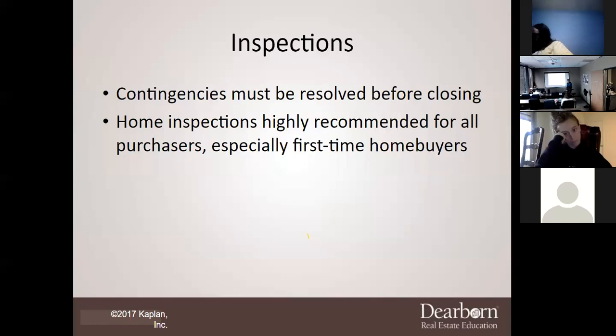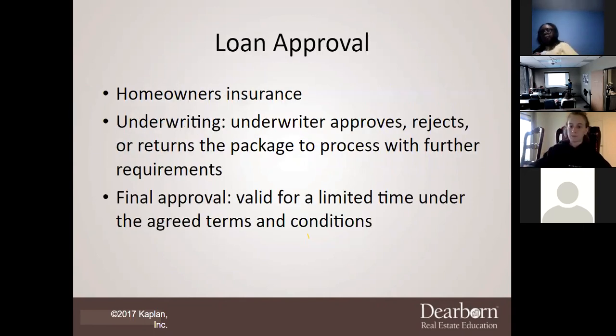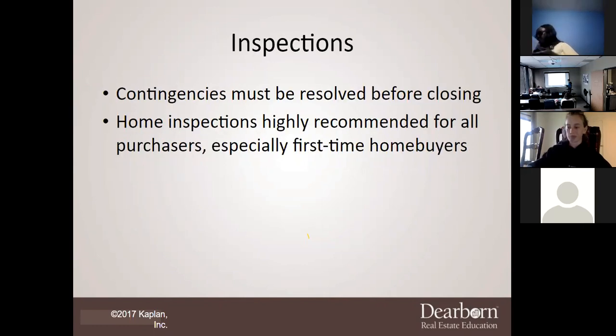So usually it's not too bad. This minor thing here needs to be fixed, minor thing here needs to be fixed, but sometimes, yeah, it could kill a deal. But before inspections, this hasn't happened yet. Final approval has not happened at this point in the process. We're just now to inspections.